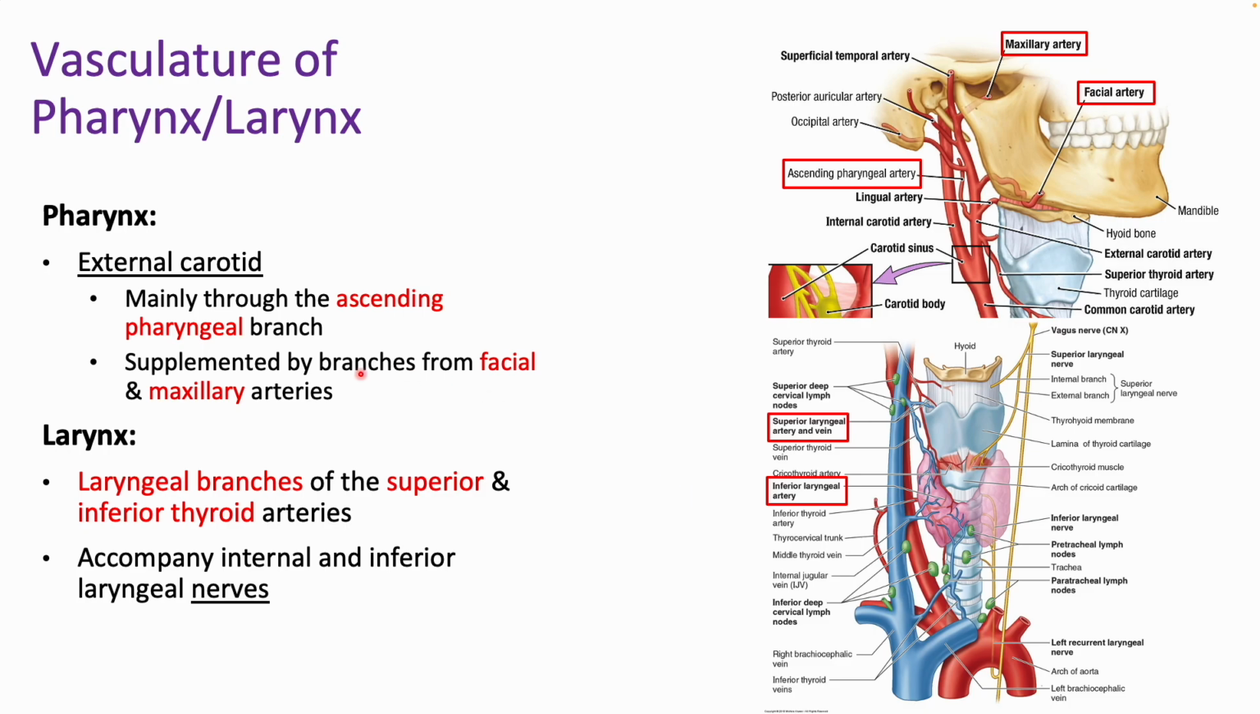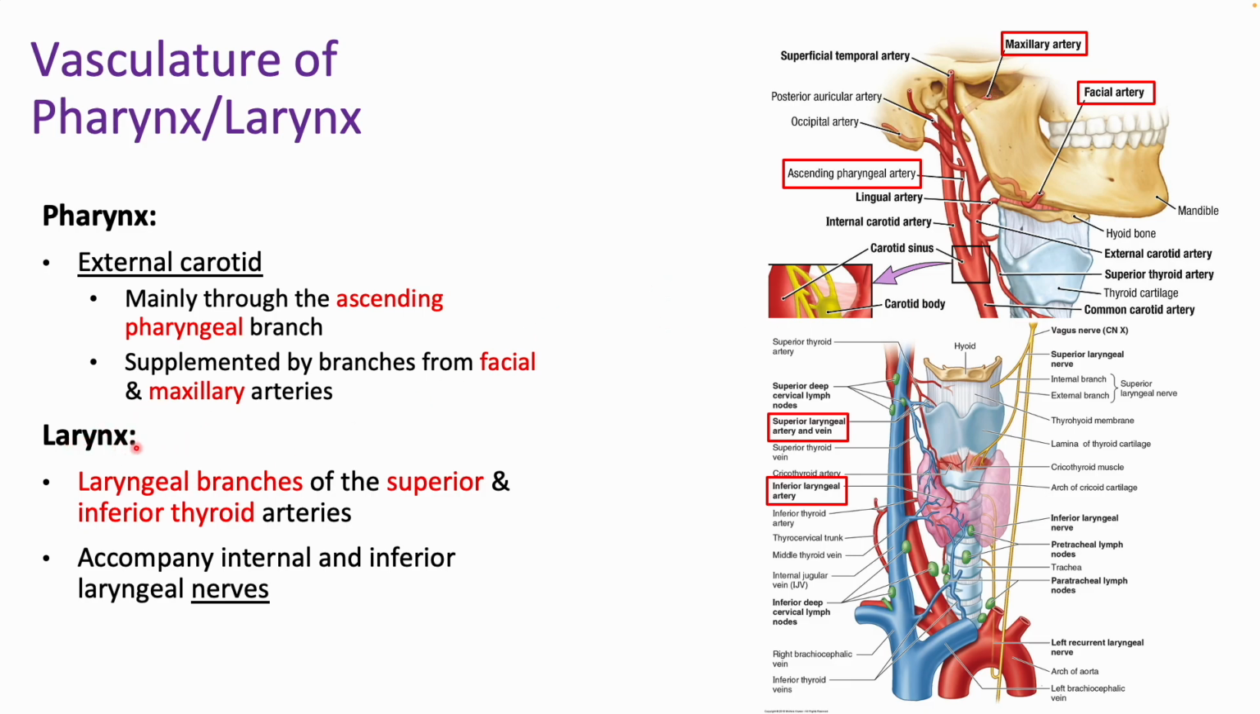You don't need to know specific stuff, but off our external carotid, we're going to have our ascending pharyngeal branch. So it has pharynx in the name. Our ascending pharyngeal branch is primarily going to do all the vasculature of the pharynx. It's going to be supplemented a little bit by the facial and maxillary arteries. So I highlighted those here, our ascending pharyngeal, our facial and maxillary.